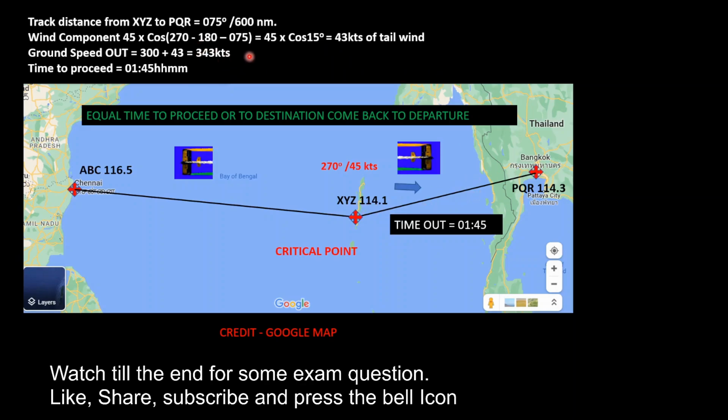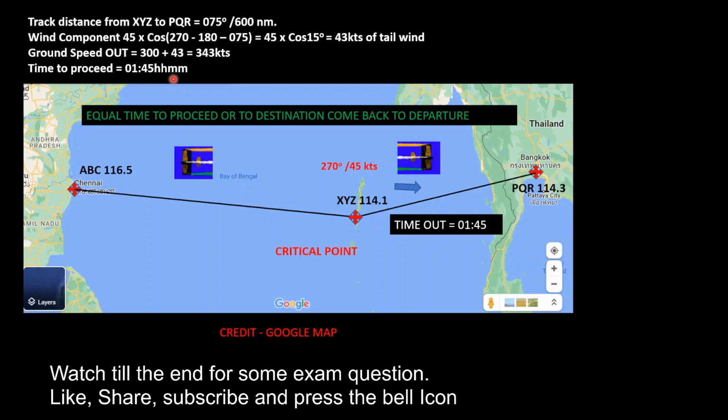So the TAS we assume was 300 knots plus 43, so the ground speed out, in case of an engine failure, from XYZ to PQR will be 343. So with this ground speed out, how much time will it take? It can be found out. 600 nautical miles is the distance, and with a ground speed of 343 knots, I will have a time of 1 hour 45 minutes.